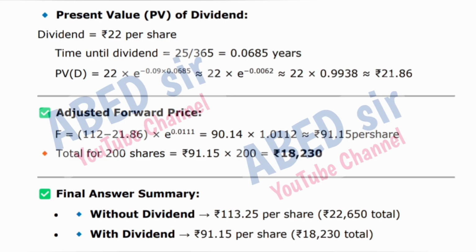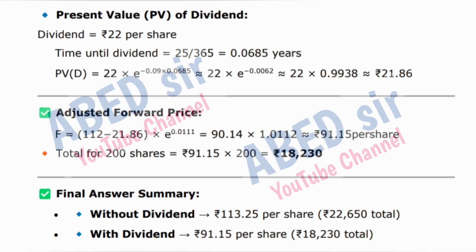Adjusted forward price. F is equal to (112 minus 21.86) times e^0.0111, which is equal to 90.14 times 1.011, which is 91 rupees and 15 paise. Total for 200 shares is equal to 91 rupees and 15 paise times 200 is equal to 18,230 rupees.